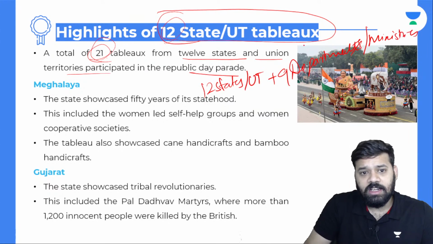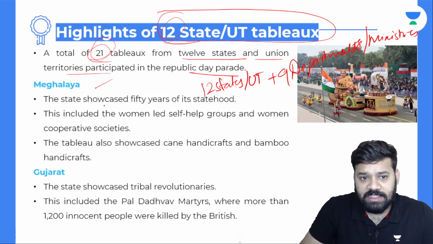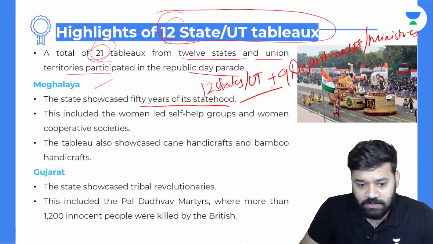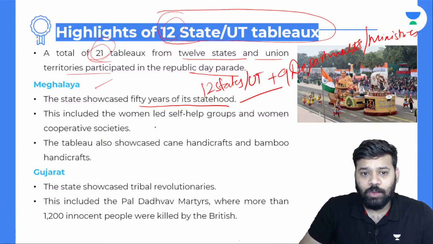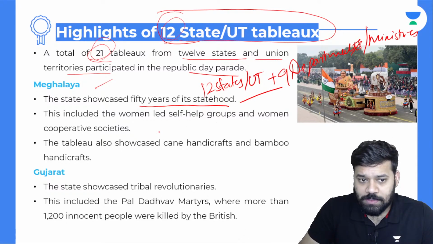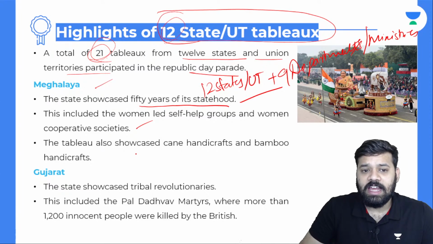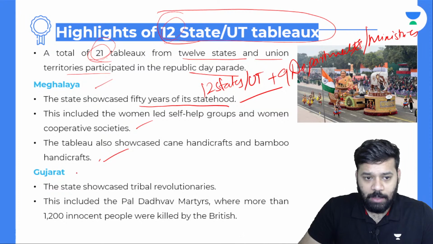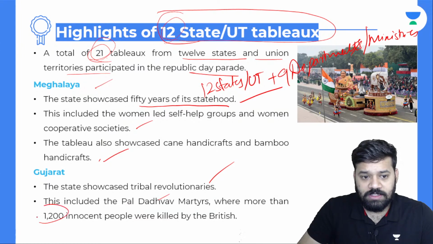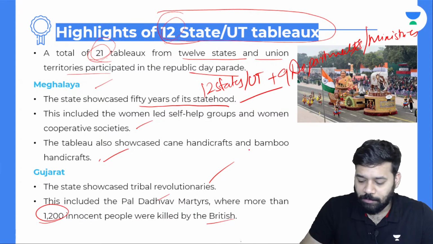They presented it. So what did Meghalaya present? Meghalaya state showcased 50 years of its statehood. This included the women-led self-help groups and women cooperative society. The tableau also showcased cane handicrafts and bamboo handicrafts. About Gujarat, the state showcased tribal revolutionaries. This included the Pal Dadav martyrs, where more than 1,200 innocent people were killed by the British.